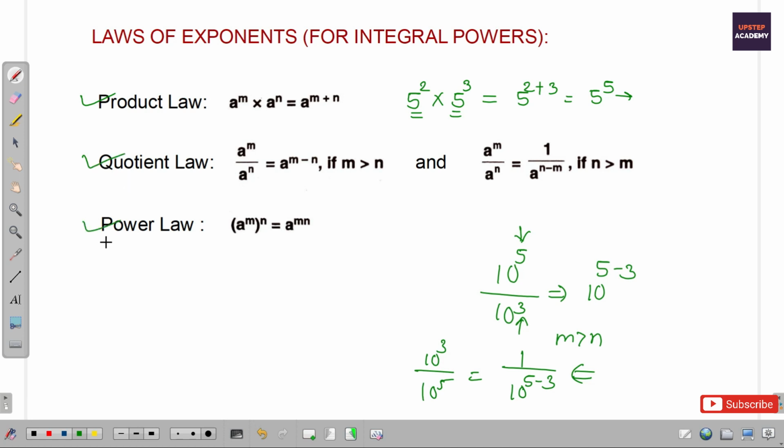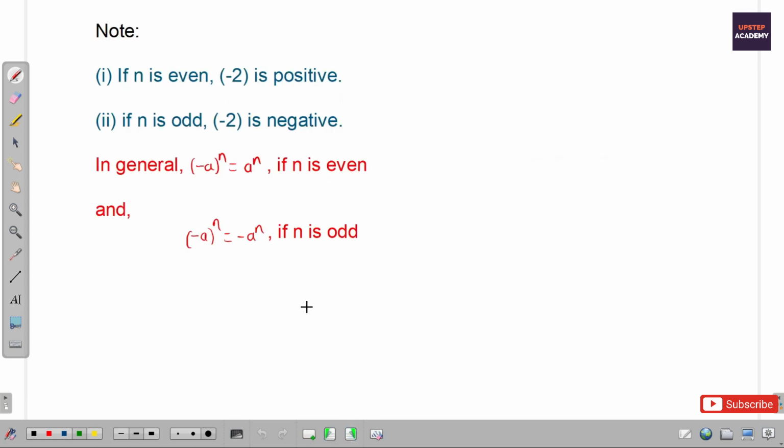Let me tell you the power law of exponents. The power law of exponents is: if 10 raised to 5 is one thing and suppose the whole thing has some power, suppose 3 is the power of the whole 10 raised to 5, then we can simply write 10 raised to 5 into 3, and it will be equal to 10 raised to 15. So this is the power law of exponents. All these, guys, are the laws of exponents, and these are very crucial to solve the examples coming ahead, right?